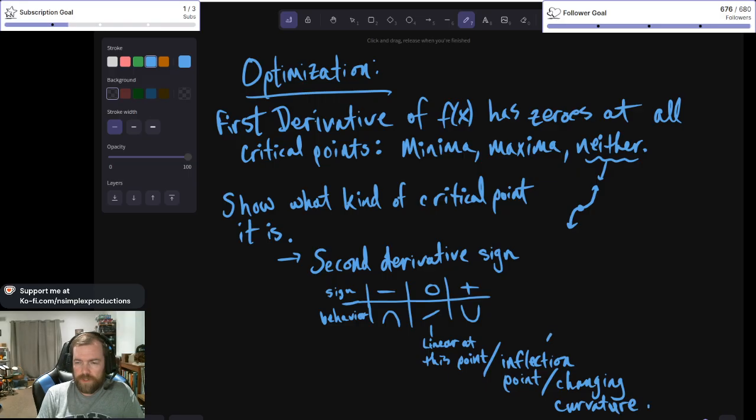Right, the inflection point could be that we have something that's concave downward this way, concave upward this way. And so now, because we have this changing concavity, changing curvature, we must have a point somewhere in the middle that's a 0. Okay.